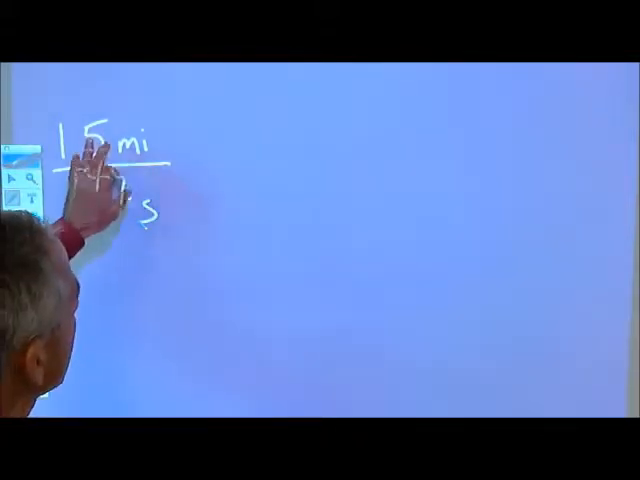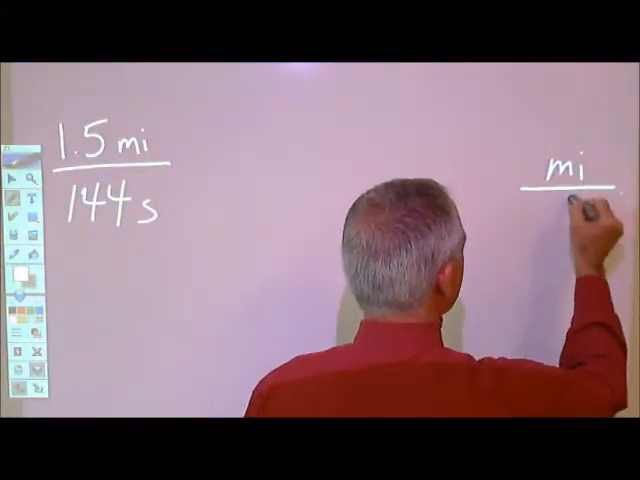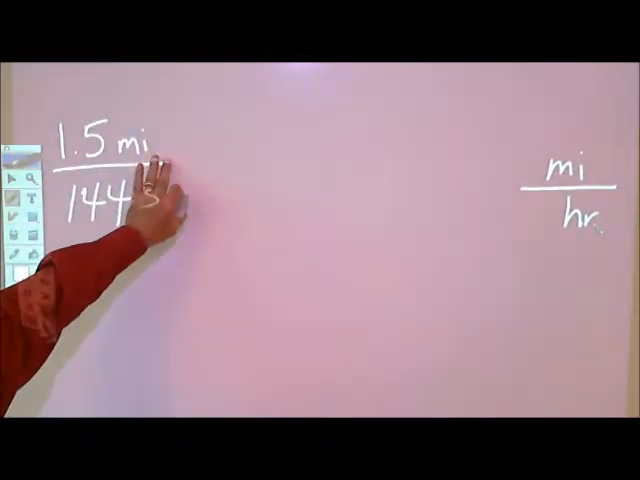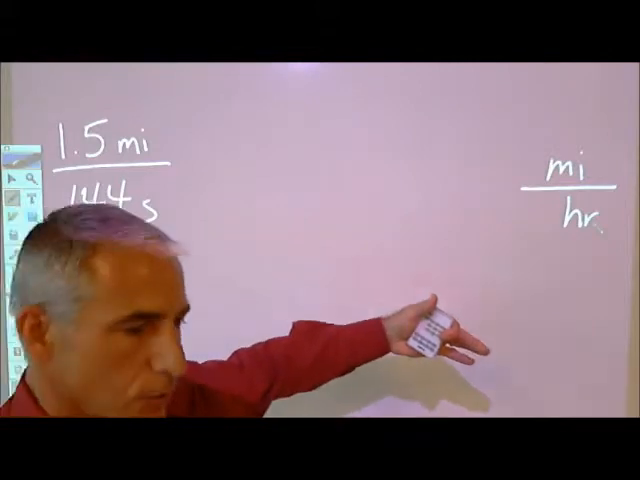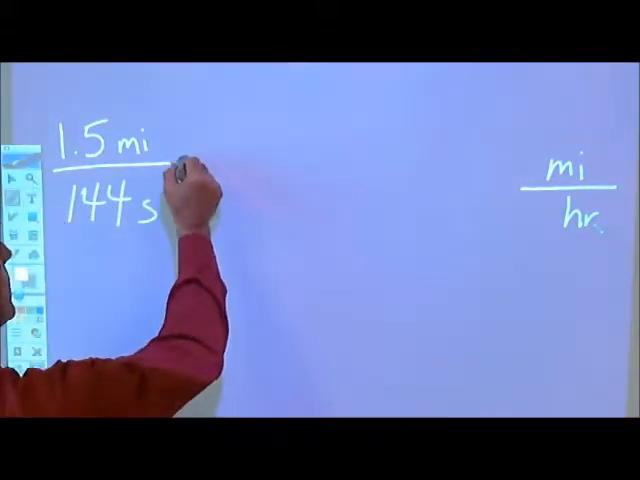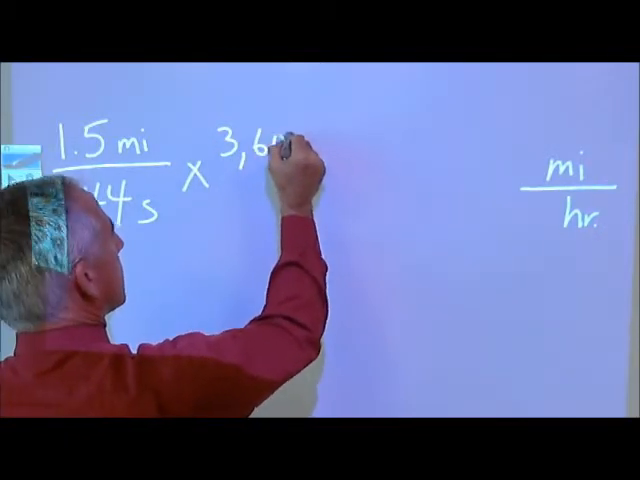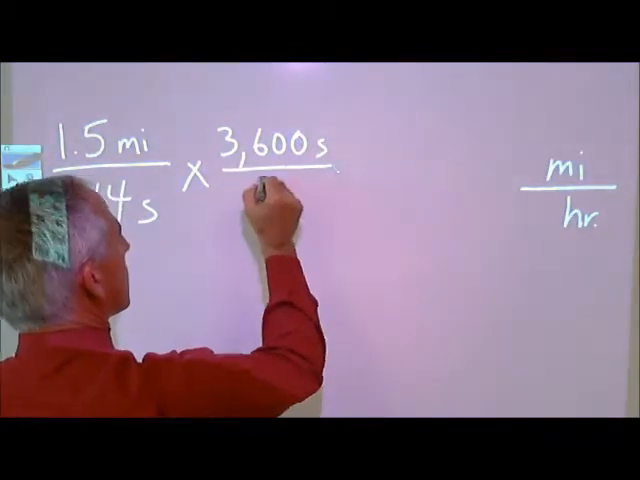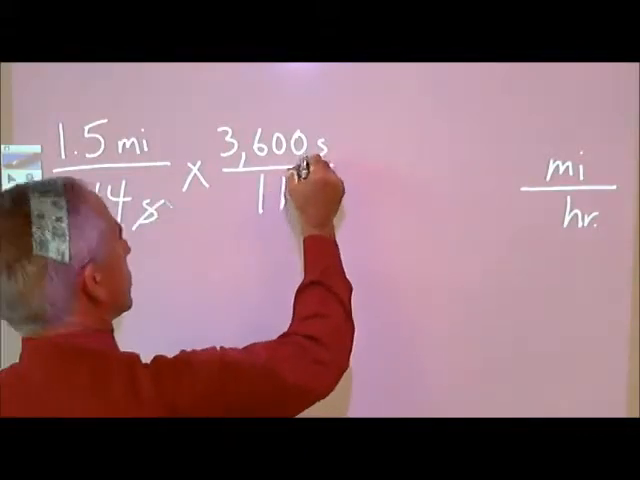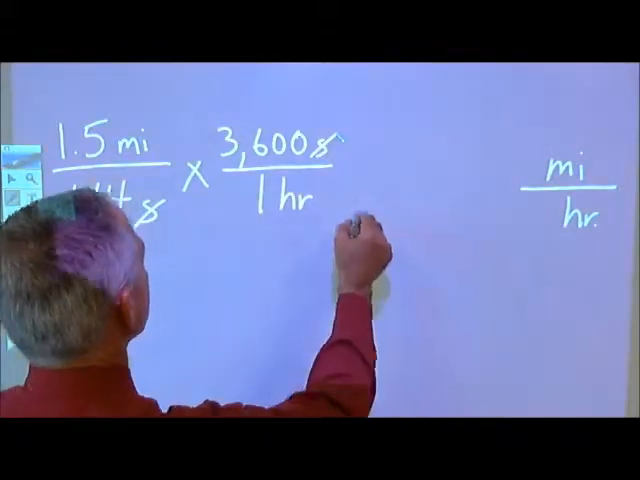Now, same thing here. We want to end up with miles per hour. So I'm going to just write that over here, just as a reminder. I'm going to multiply this by a unit conversion factor. It'll change our seconds to hours again. And as we found out, there are 3,600 seconds in 1 hour. Cancel out my units of seconds, leaves me with miles per hour, which is what I need. So I'm in good shape.